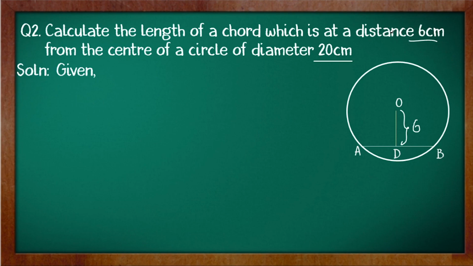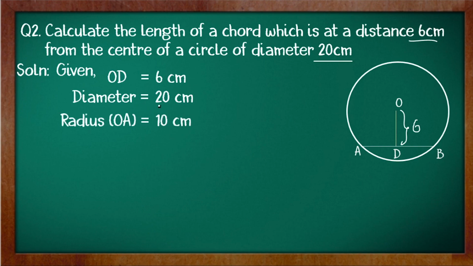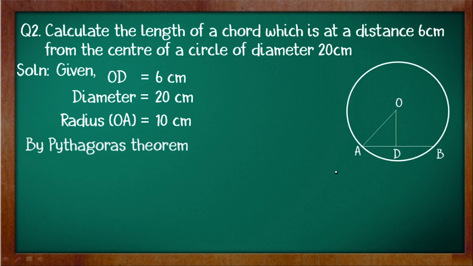So solution: OD is given as 6 centimeters. The diameter is given as 20 centimeters, and we know that diameter is double the radius. So radius will be half of the diameter. 20 divided by 2 will give us 10. So radius is 10, so it is OA. So OA is equal to 10 centimeters. So again we have a right angle triangle here, OAD, so we'll be using Pythagoras theorem here.